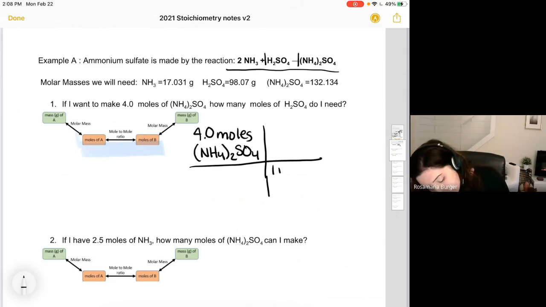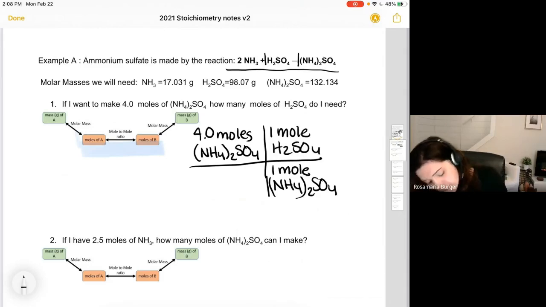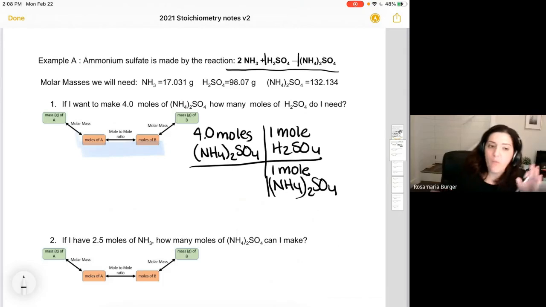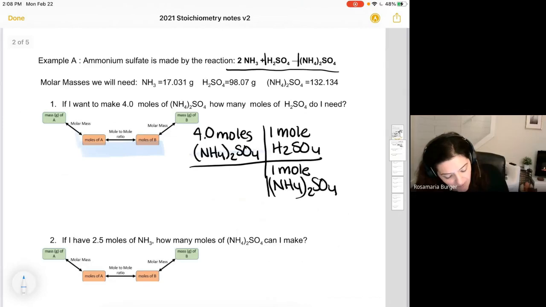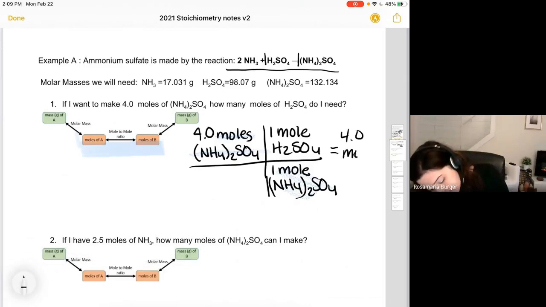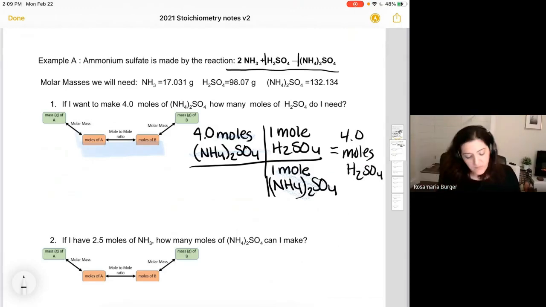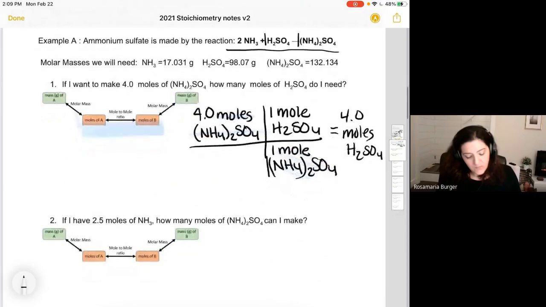In 1 mole of (NH4)2SO4, we use 1 mole of H2SO4 because that was our mole ratio. We used our mole ratio to switch from one substance to the other. So we're going to cross off moles of (NH4)2SO4, okay, and we're going to get 4.0 moles of H2SO4. Okay, let's move to the next example.